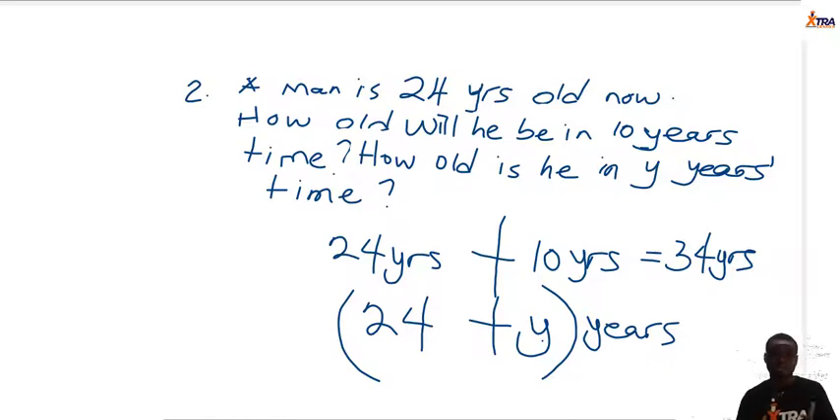In the next class, we are going to learn how to simplify. That is how to break down letters and numbers by grouping.